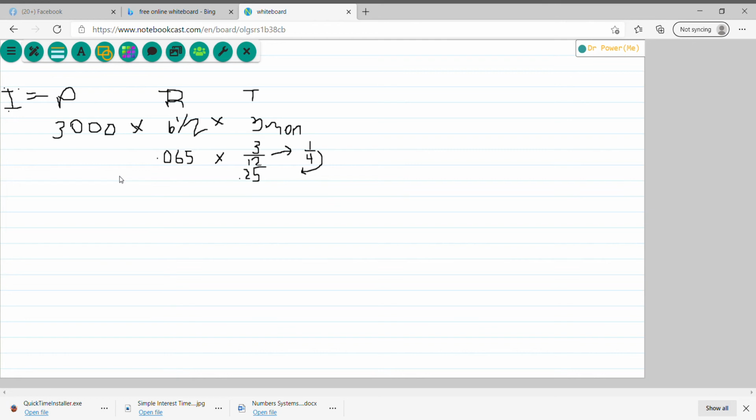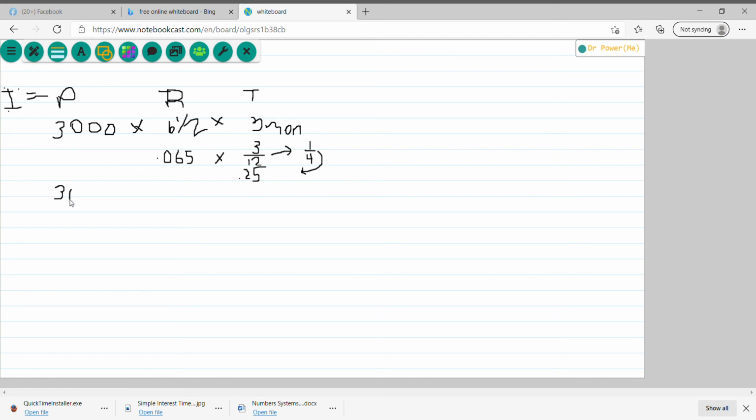Then we're going to do the math. 3,000 times 0.065 times 0.25. You could start this way and move across if you want. You can multiply these two together if you want. 0.25 times 3,000 technically is like dividing 3,000 by 4. If I divide 3,000 by 4, it's the same as 3,000 times 0.25. So I might start out there.